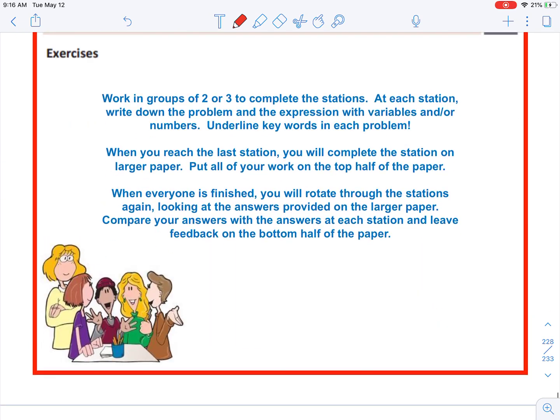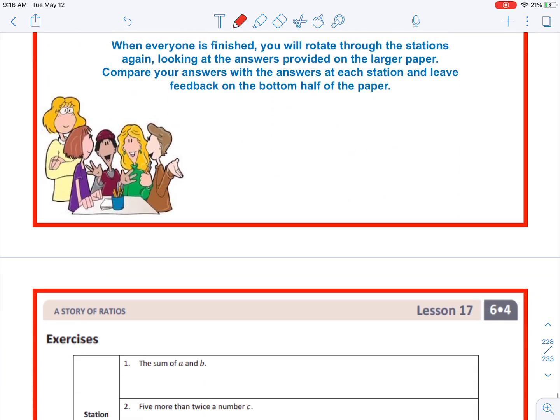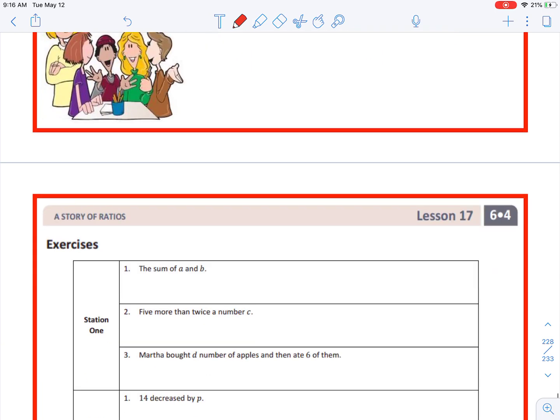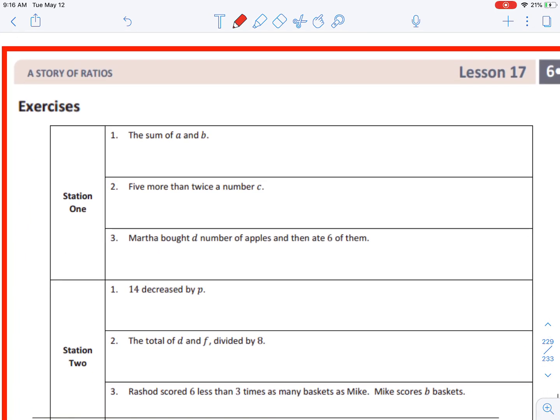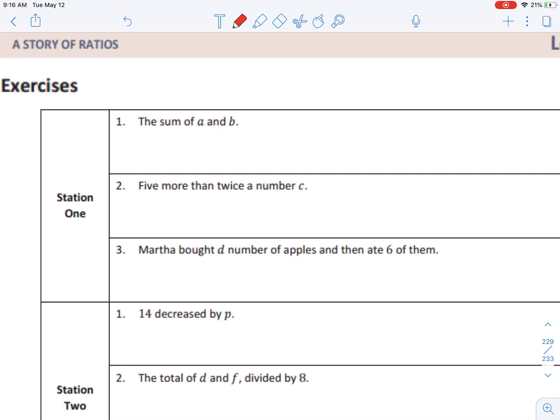Okay, so I'm going to skip all this sprint stuff and the instructions for the stations. And I'm just going to start with station 1. Okay, number 1 on station 1 tells us the sum of A and B. All we're doing is writing expressions with the sentences that they give us, okay? So number 1 tells us the sum of A and B. Sum is telling us to add A and B together. So this would look like A plus B.